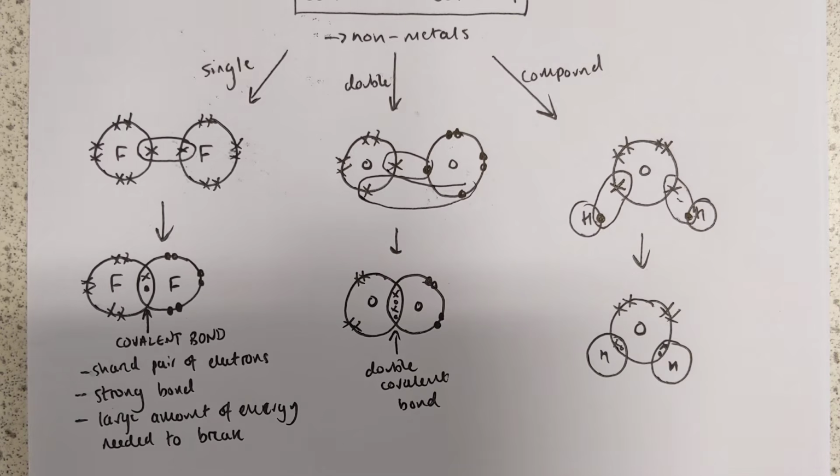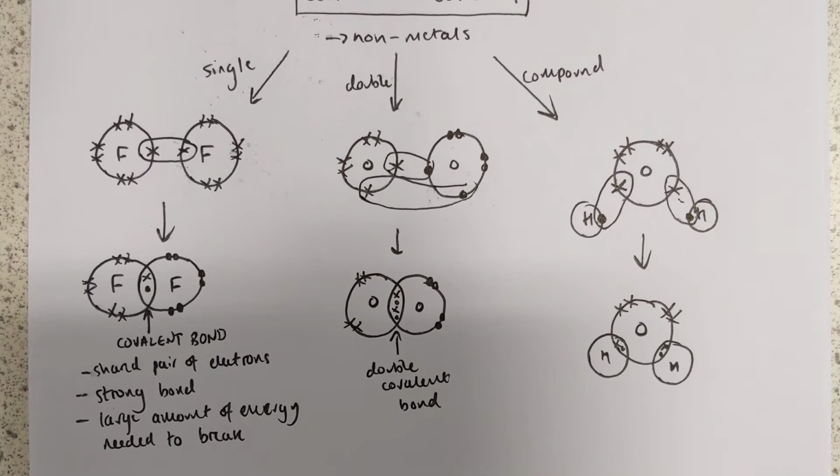But again, the key idea is you're looking for electrons that are unpaired or need partners, and you're trying to pair them up to get everything with a partner and everything with a full outer shell. Now just a couple of definitions to go alongside these pictures.